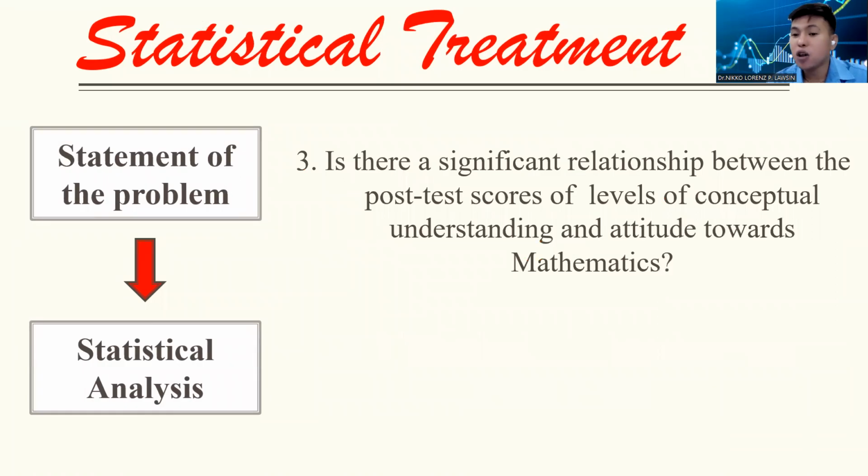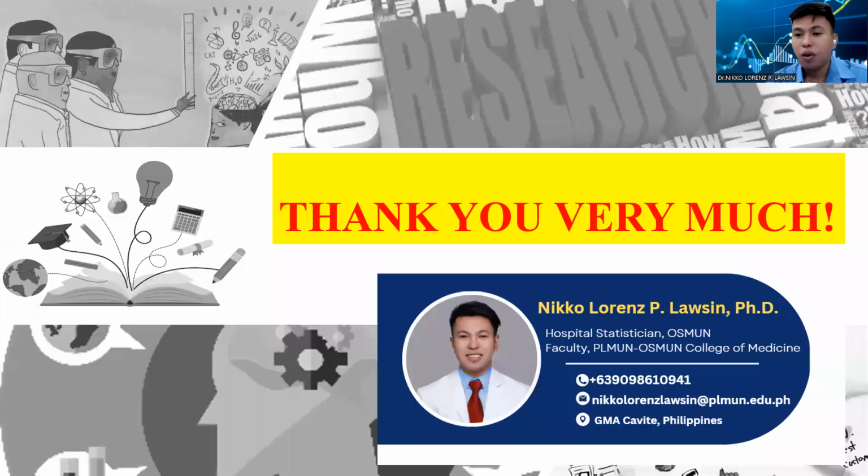Number 3, for tests of relationship, you can use Pearson R. Okay? Because these are scores, these are interval data, you can use Pearson R. With that, that's all for the research methodology. I hope you learned something. I am Dr. Nico Lawrence Mendoza, the course instructor of this section. With that, goodbye everyone.